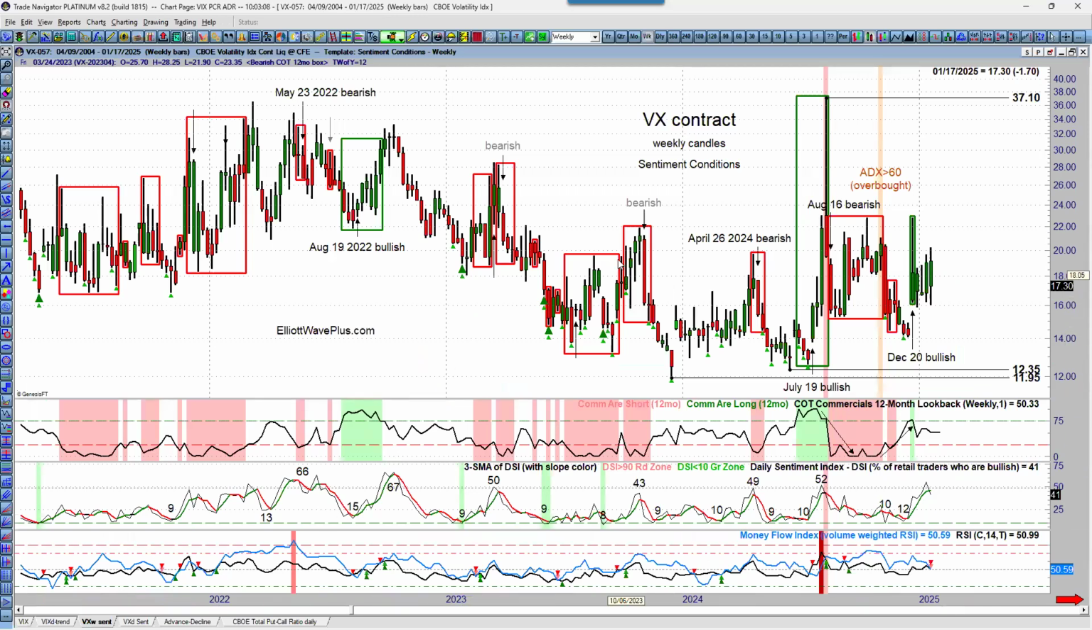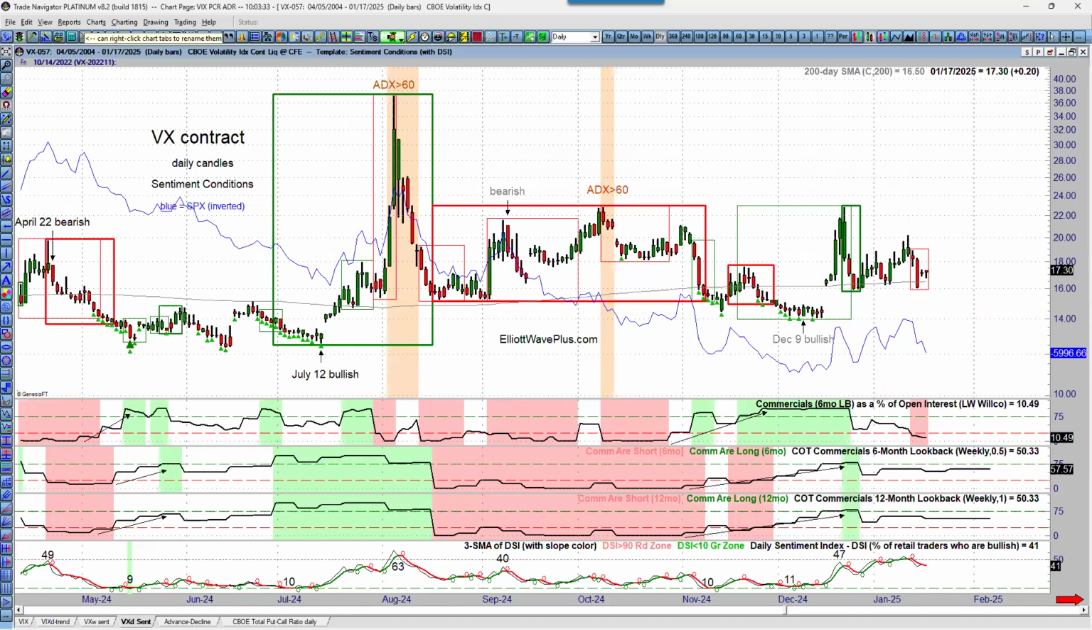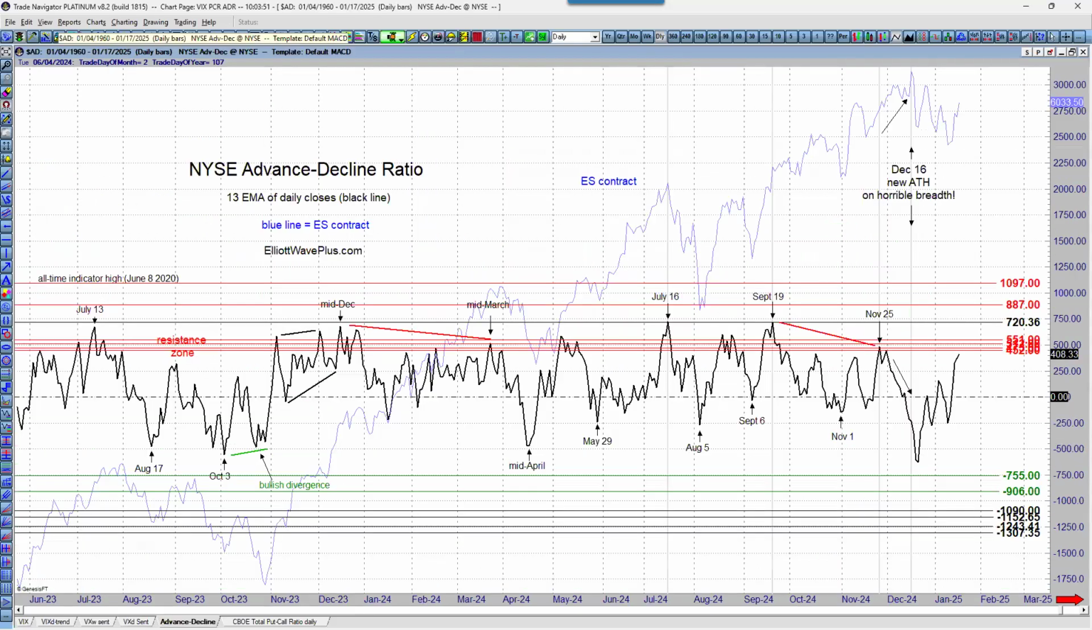Also, the weekly sentiment conditions on the VIX are still bullish on the VIX. Commercials, recently heavily long, have pulled back a little bit, and retail traders moved up to neutral recently, but this is still more bullish than bearish for the VIX, which moves opposite the stock market. On the daily, commercials are sort of moving back to neutral. I don't think we can necessarily draw much of a conclusion about commercials versus retail in the VIX.